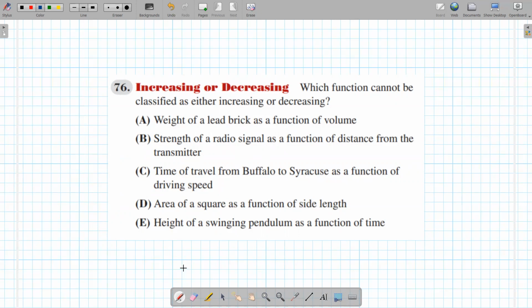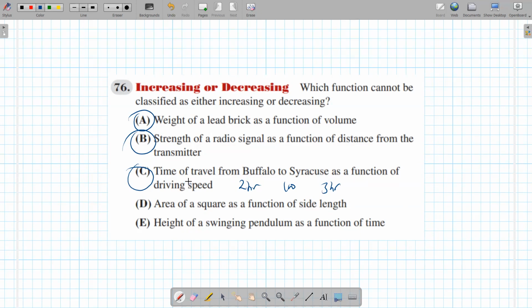That's increasing. The strength of a radio signal is a function of distance. So we're just looking at the transmitter. That changes. Gonna go down. Yeah, exactly. A is gonna change. B is gonna change. What about C? Time of travel from Buffalo to Syracuse as a function of driving speed. Yeah, that's gonna fluctuate, right? Isn't that constant? No, the time will be a function. 2 hours if you drive like 100 kilometers or miles per hour, or it'll be 3 hours. It fluctuates.